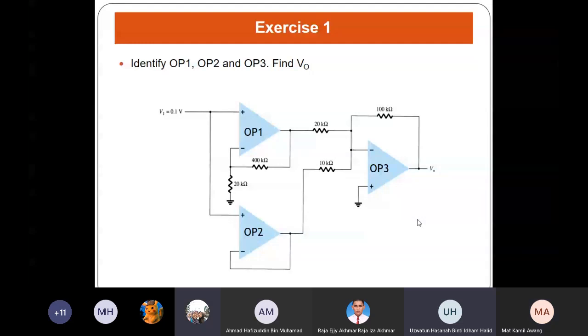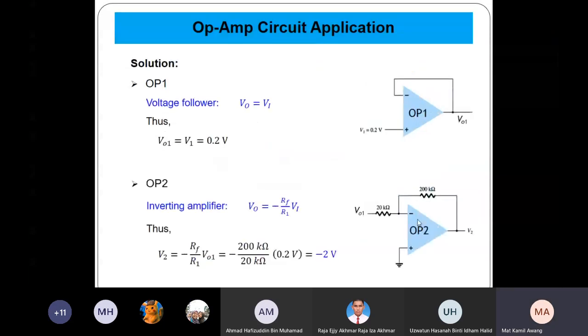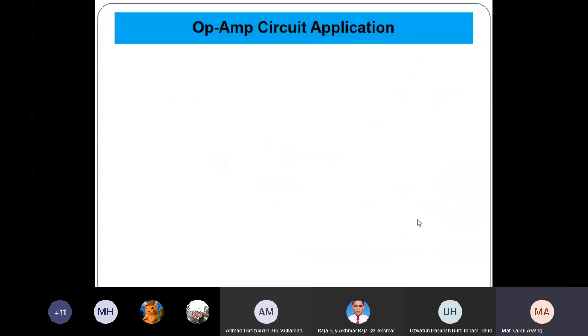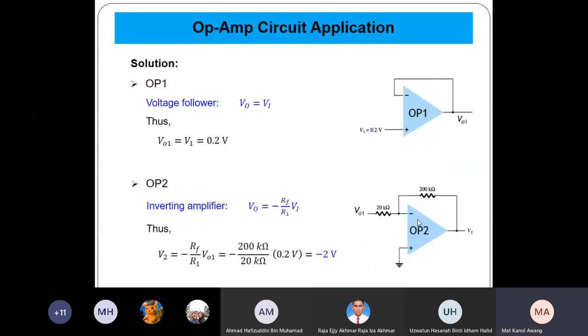So the way to answer is just like this. You just mention the name. Basically, you just write, you just mention the name. For example, like this.